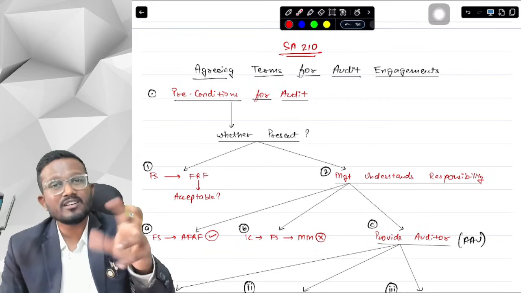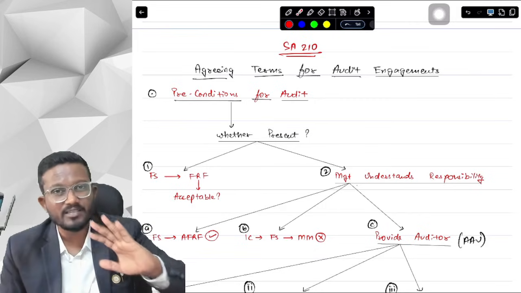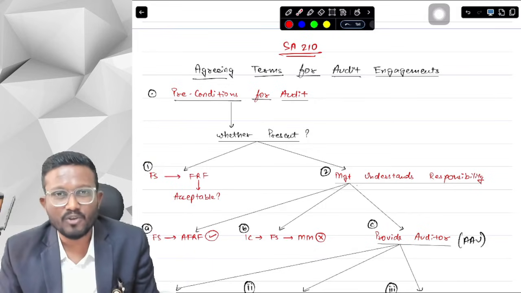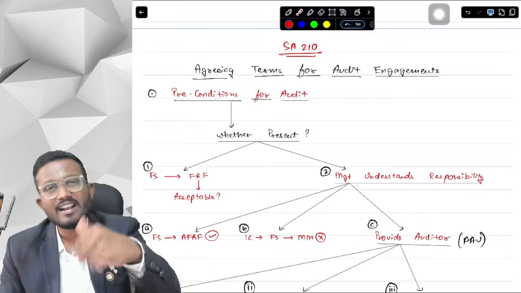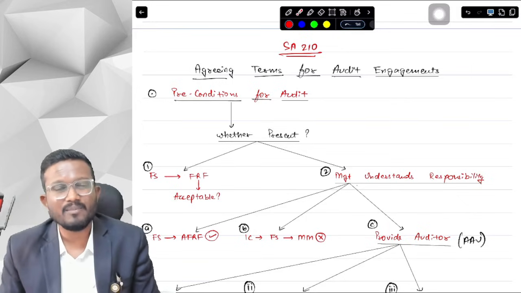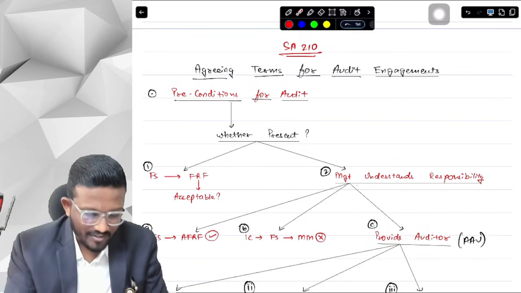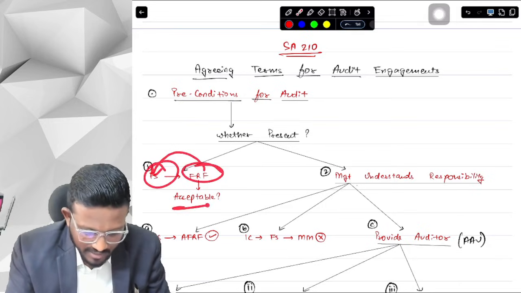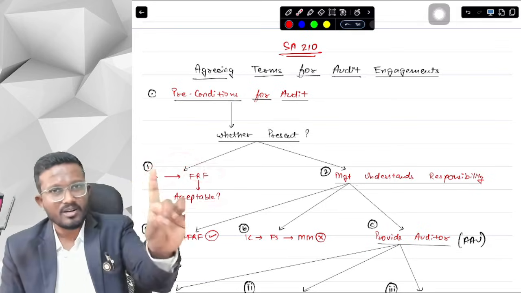If the FRF is not acceptable, that means the financial statements are not prepared as per FRF, or the FRF is itself wrong, then the financial statements prepared are wrong, and I don't need to accept this audit, because I know that I will be issuing a modified opinion. So I will have to check whether the FRF that is used to prepare the financial statements is acceptable or not. First of all, this particular basic thing.